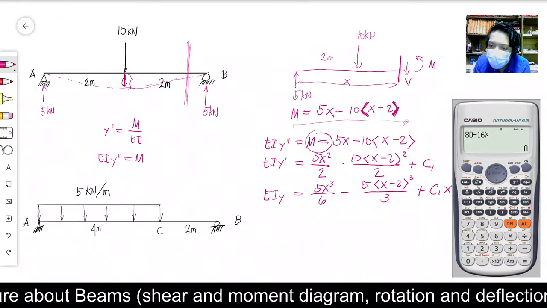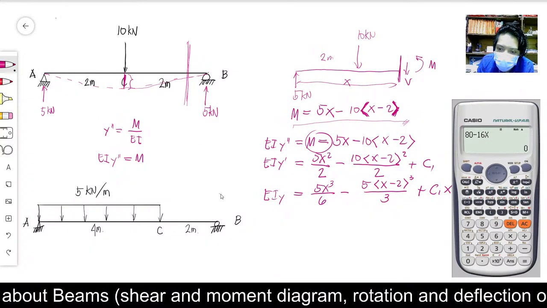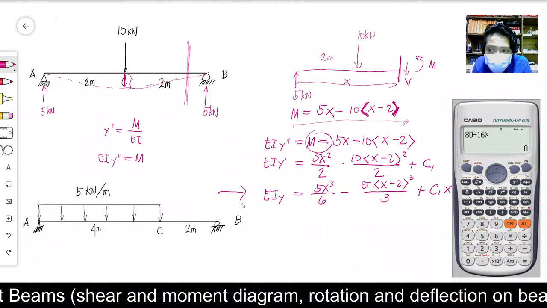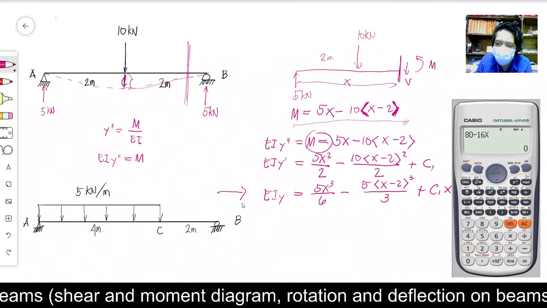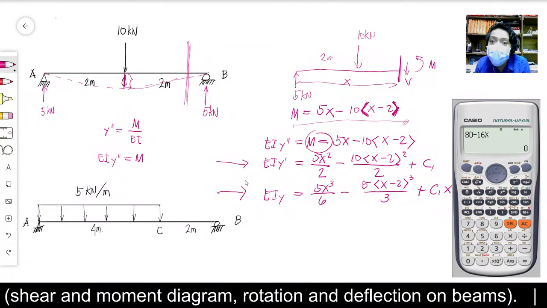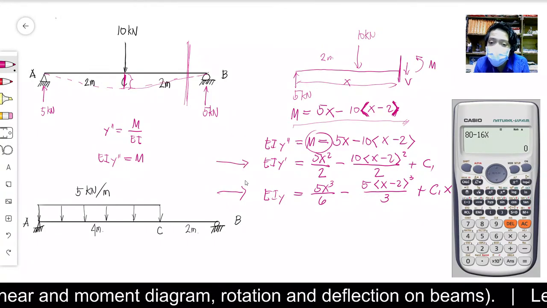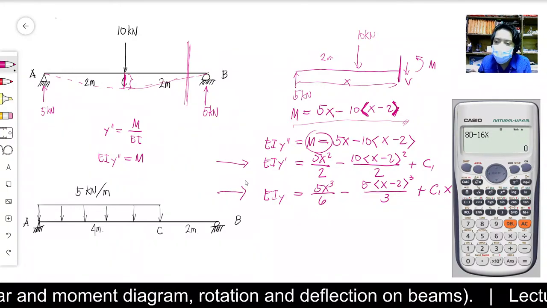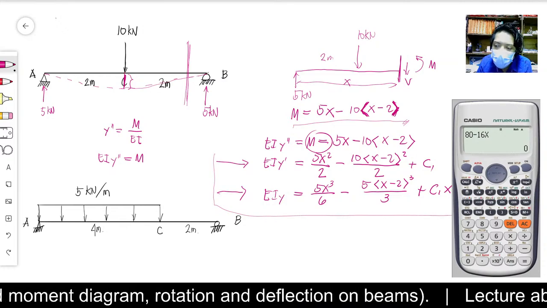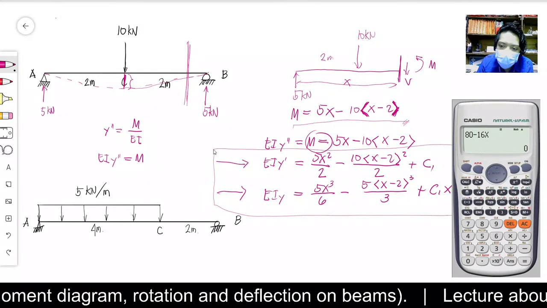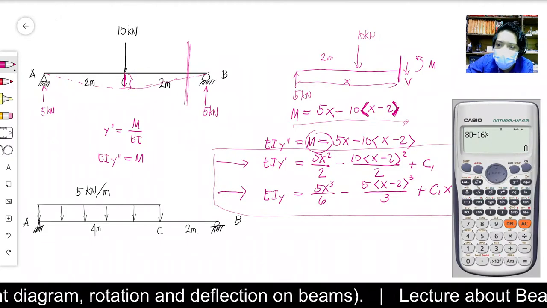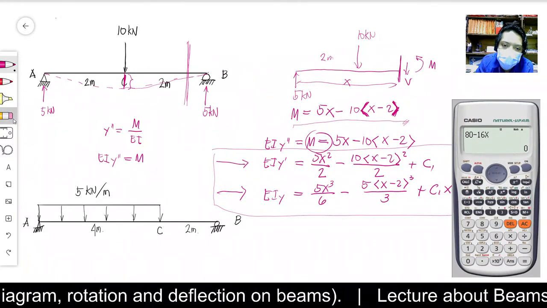So this one right here is our equation for the deflection. This is your equation for the deflection. And this one is your equation for the rotation or the slope. This is what we actually need. Let us try to solve sample questions.